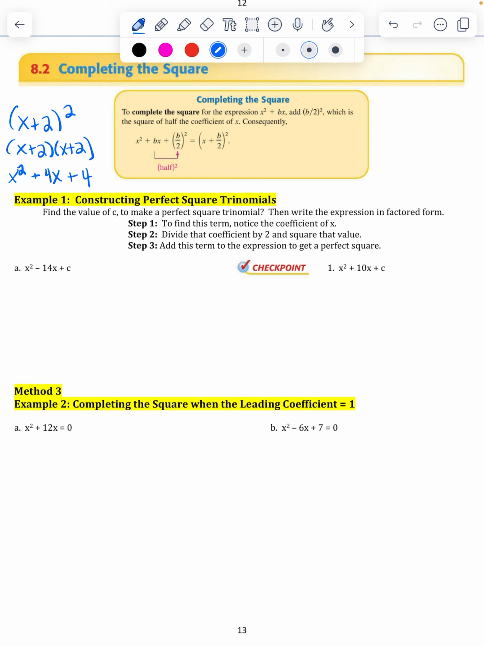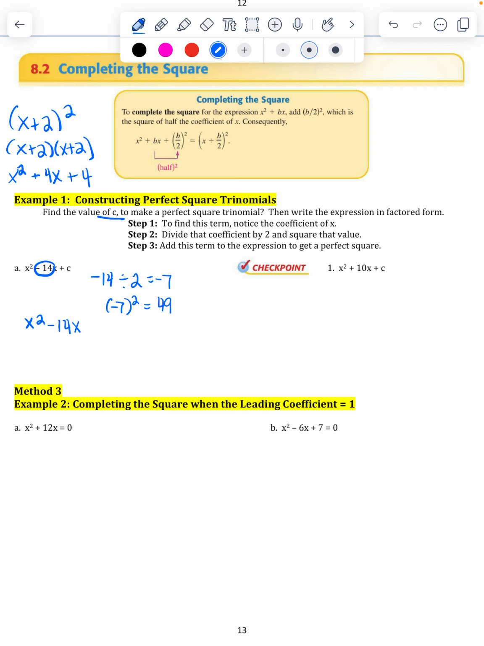What we're trying to do here is take a trinomial like in part A, x² − 14x + c, and figure out what the value of c is to make it a perfect square trinomial. It has a couple of easy steps. To find this number, we look at the coefficient of the middle term. My middle term here is −14. So we take −14 and divide it by 2. It's just something that we have to memorize. We take that answer and then we square it. (−7)² is 49. So c would have to be 49 for this to be a perfect square trinomial.